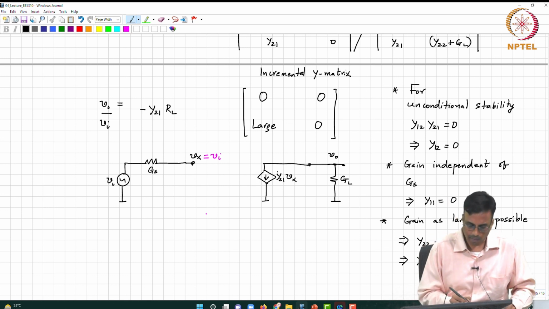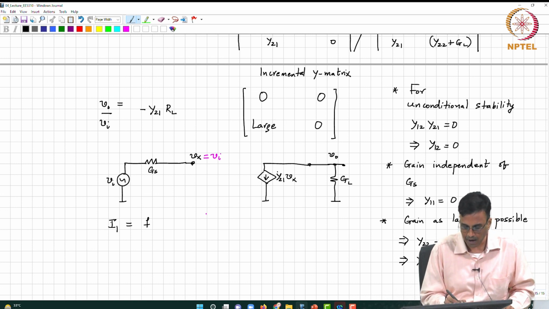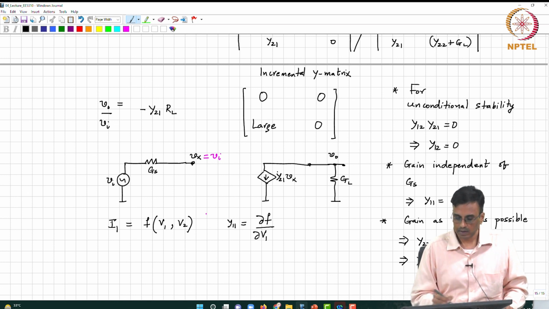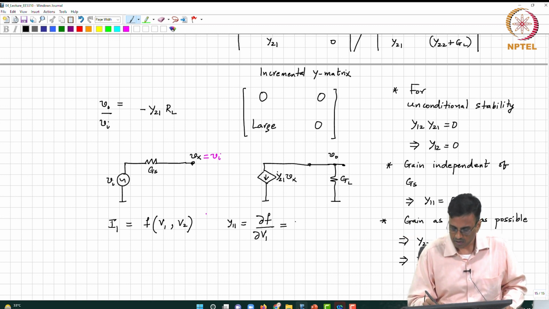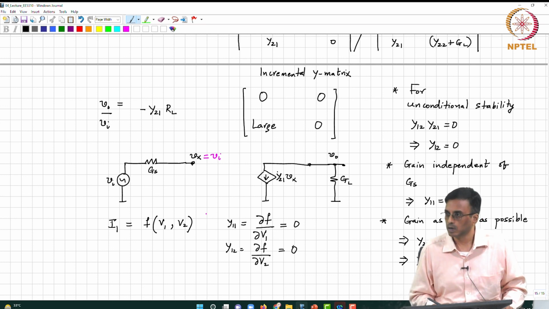So, in other words, remember that if you had a general nonlinear 2 port, the current in port 1 was some function f of V1 comma V2. What we are saying now is that, and what was Y11? Dou f by dou V1, and we want that to be equal to, what do we want that to be? 0. And similarly Y12, which is dou f over dou V2, must also be equal to 0, correct.